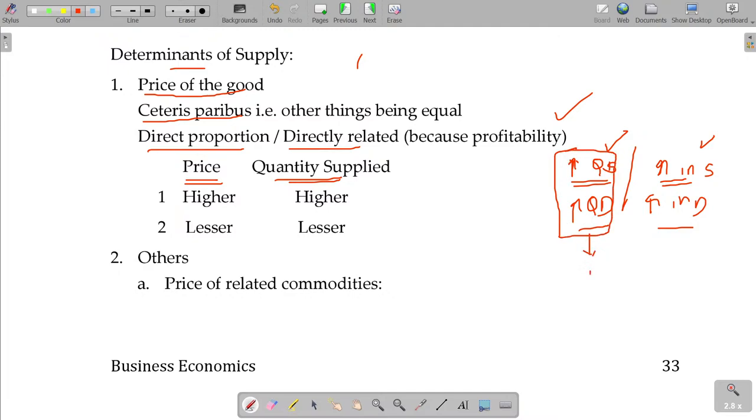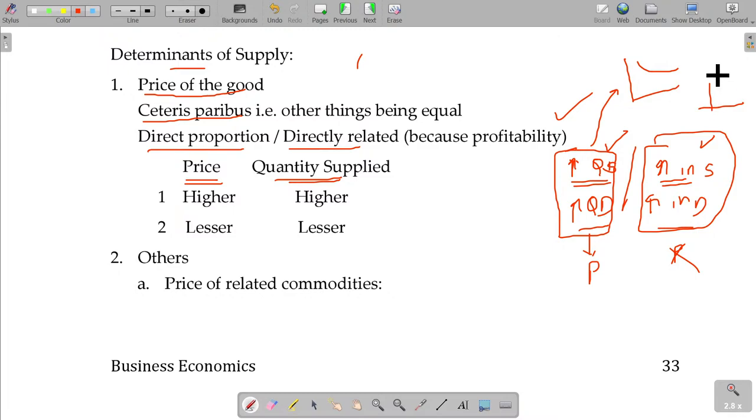Very good. This one is because of price, and this one is because of other than price. This will be called movement along the curve, and this one is a shift of the curve. What you learned for demand, ditto will be applicable here also. Because of the price of the commodity, what is the change in the quantity supplied? If you study these two connections, it is called a direct relationship, and change in quantity supplied, contraction as well as expansion.